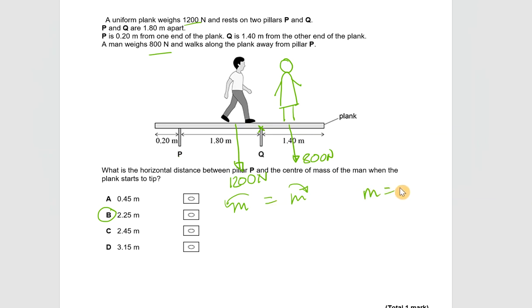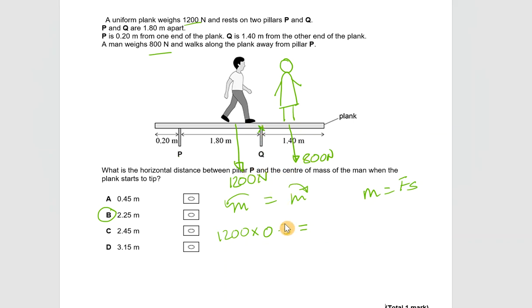And moments are equal to a force times a distance. And the distance I'm going to be interested in is the distance from that point Q. So anti-clockwise moment is caused by the weight of the plank, multiplied by its distance from Q, and that distance is 0.3 meters. You can pause the video and work out where I got the 0.3 meters from.